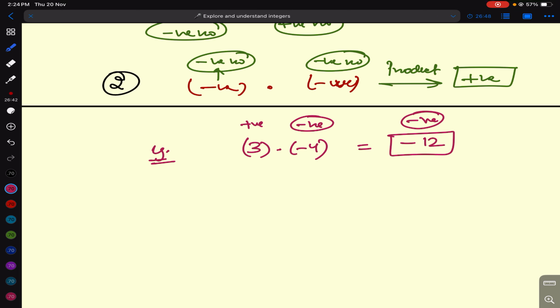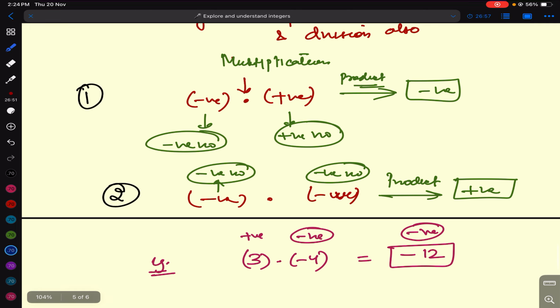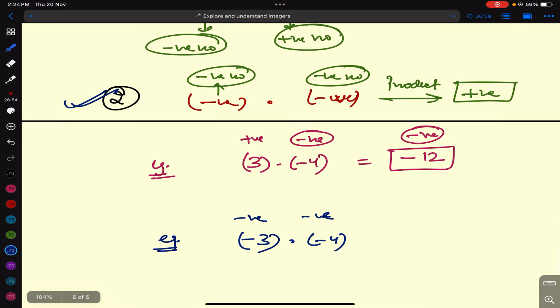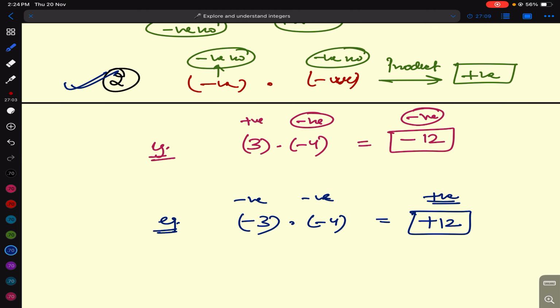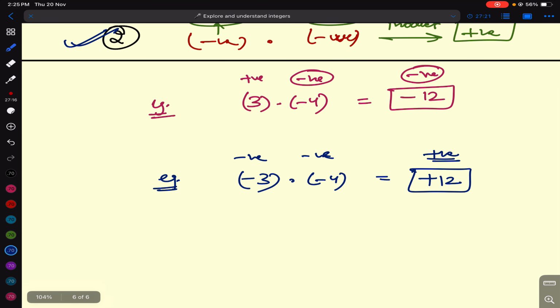But what would have been the situation if you had multiplied negative 3 with negative 4? Here they both are negative. As we have studied in the second case, when two negatives are multiplied, we get the product as positive. So in this case it is going to be positive 12. So these are two essential rules, for multiplying two negatives or one negative with one positive number. Clear? So this was about the multiplication of integers.